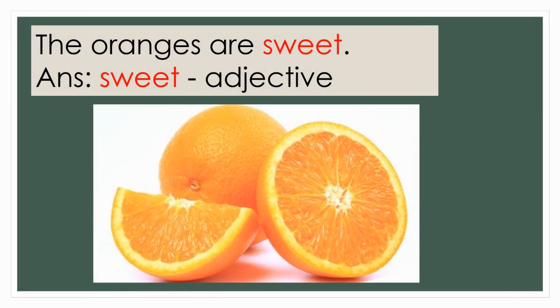Till now, we saw one noun and many adjectives for that one noun. Now, in the sentences, we will see one adjective for one noun. For example, the oranges are sweet. Here, sweet is an adjective as it is describing the noun oranges. It is telling us about the taste of the orange.